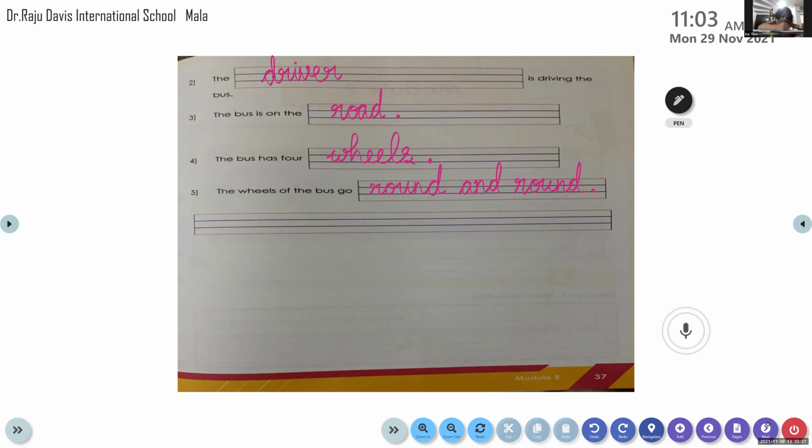Ayush, unmute. Read the second sentence. The driver is driving the bus. Yes, very good. What is the spelling of the word driver? D-R-I-V-E-R. Driver. Okay, very good. Thank you. Zahra, read the third one. The bus is on the road. One more time. The bus is on the road. Okay, very good. Thank you.